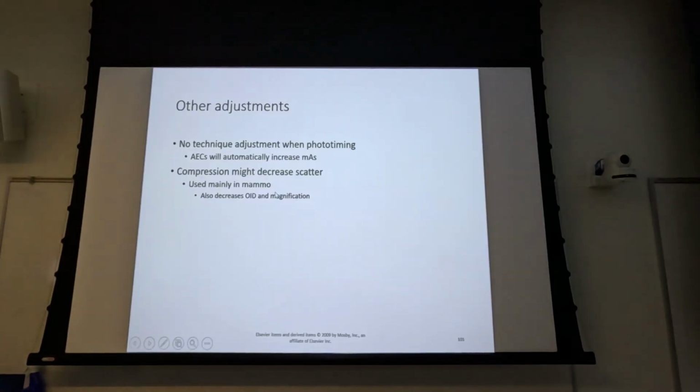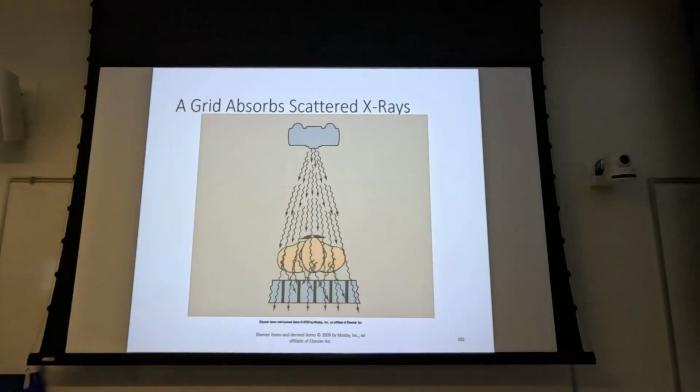So compression might be a thing that you could use to decrease scatter radiation. You're just not going to see it a whole lot, maybe in mammo. We used to use compression whenever we did IVPs in the department, but we just don't see it anymore.